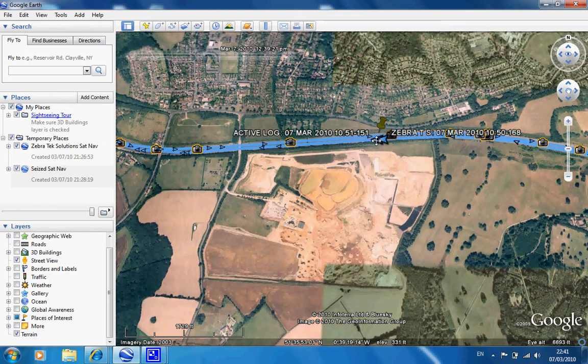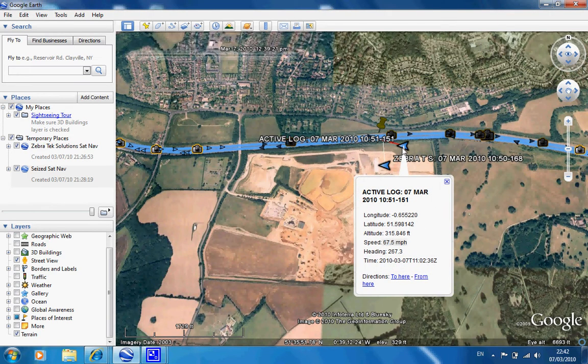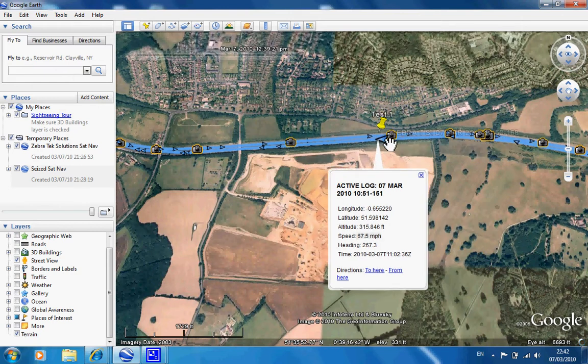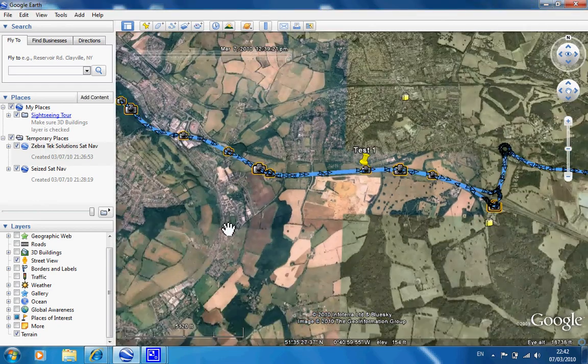and we can see that there are 2 points here. One is for the C sat-nav, which is shown as the active log, and the speed on the active log, which is the C sat-nav, is 67.5. We look at our own sat-nav, the Zebra Tek sat-nav, and we see that the speed is also 67.5 miles per hour.